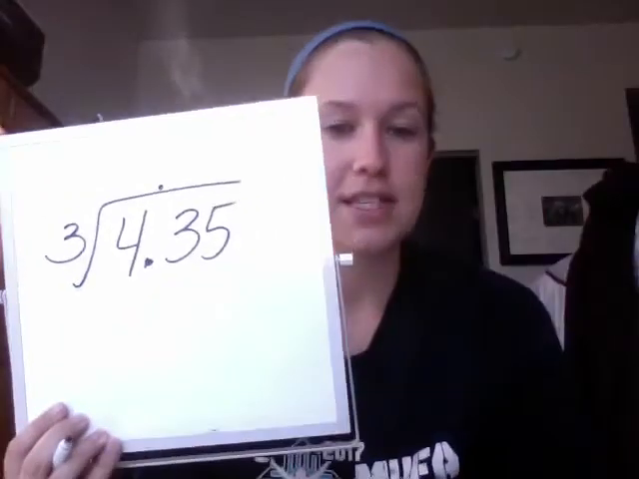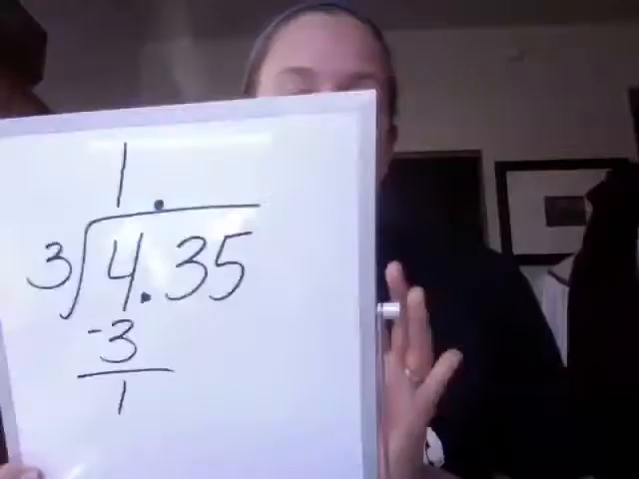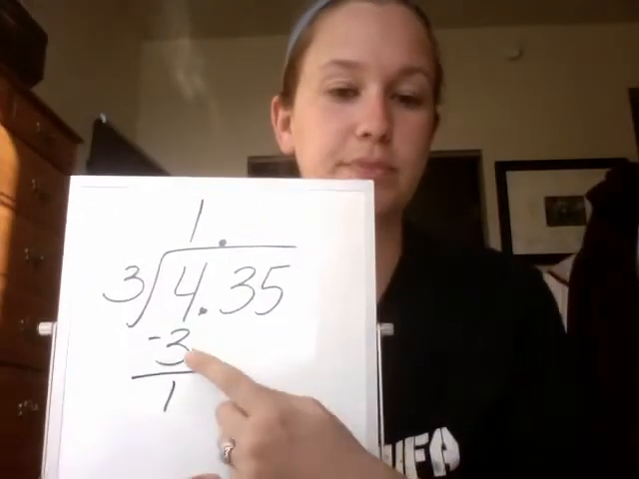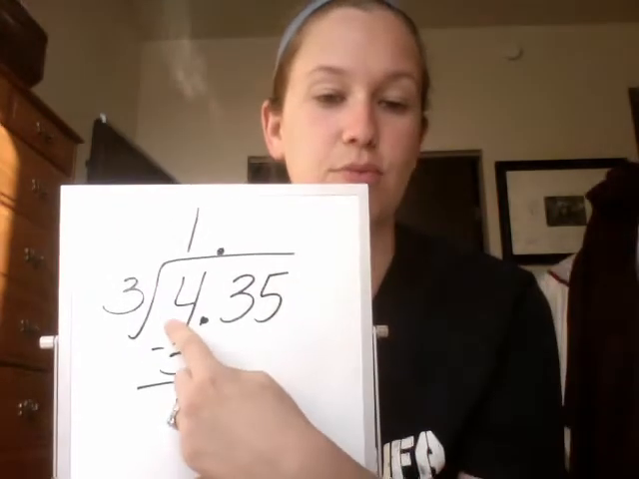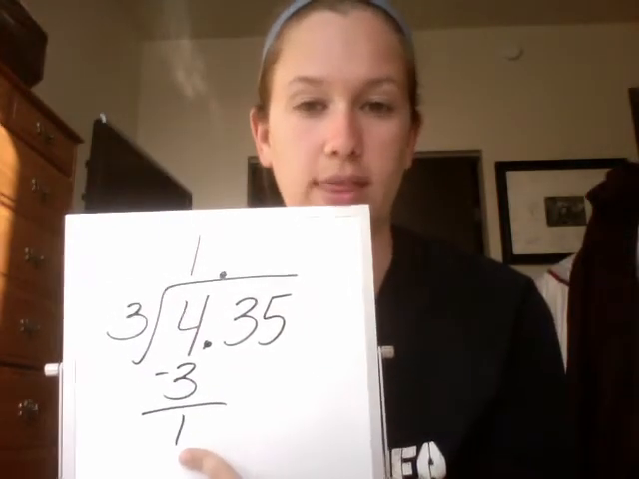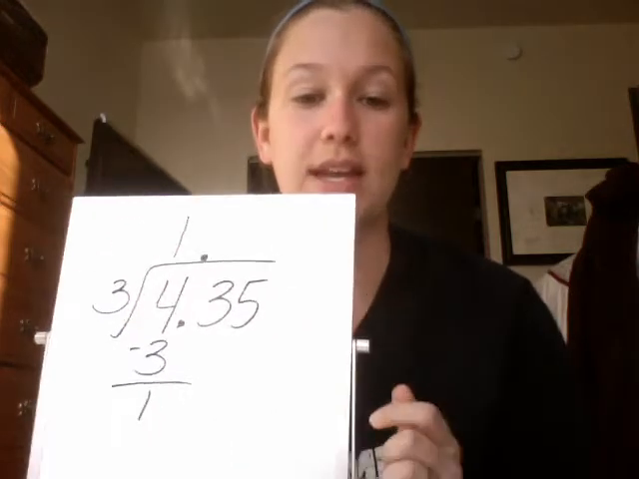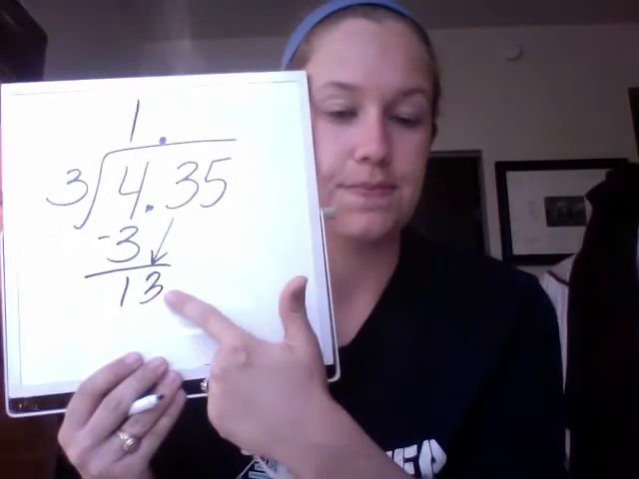First thing first, I put my decimal up top, directly above where it is in my problem. Here I'll start out by asking how many times does 3 go into 4? Once. 1 times 3 is 3. That leaves me with 1 left over. So I ended up subtracting 3 ones from 4 ones. That left me 1 left over. That's the one that's being renamed to 10 tenths, which gives me 13 tenths.